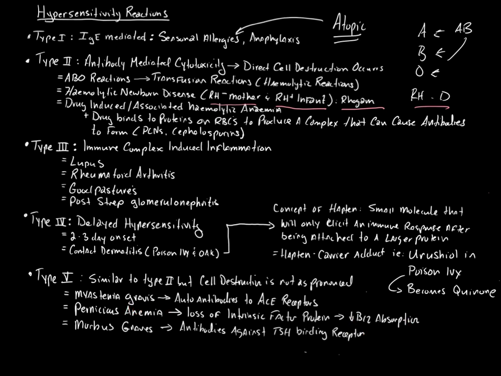Another type of type 5 hypersensitivity is a type of Graves' disease. This is a type of hyperthyroidism. This is called morbus Graves. And what happens is the body produces antibodies against the thyroid stimulating hormone, or the TSH binding receptor. And normally what happens is, of course, the thyroid hormone is what helps regulate general body metabolism.